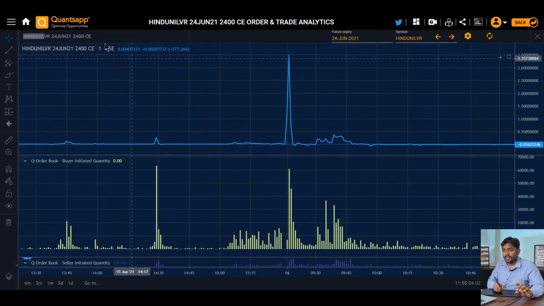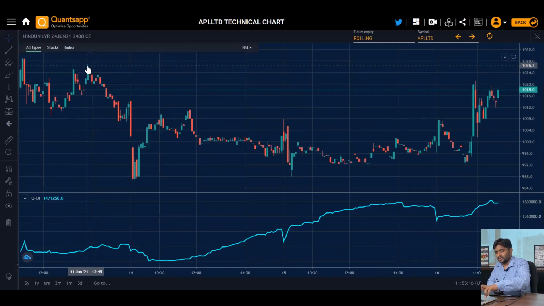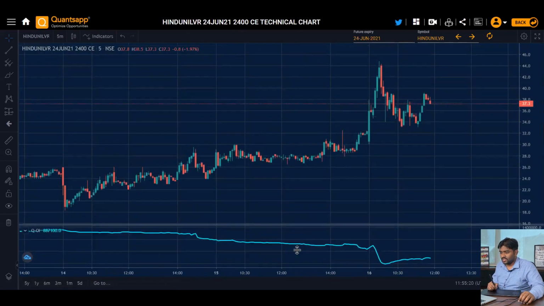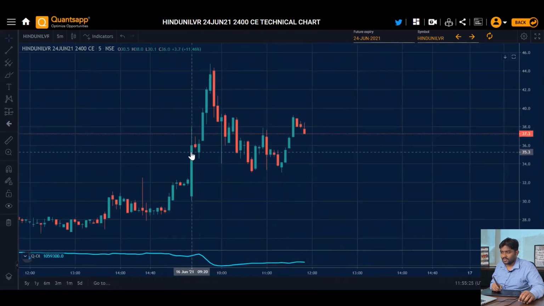So what do we need to do? We'll go to the chart of this 2400 call option and try to see this. I'll plot this now. So this is what we are talking about. When we look at the first 5 minutes, what actually happened?